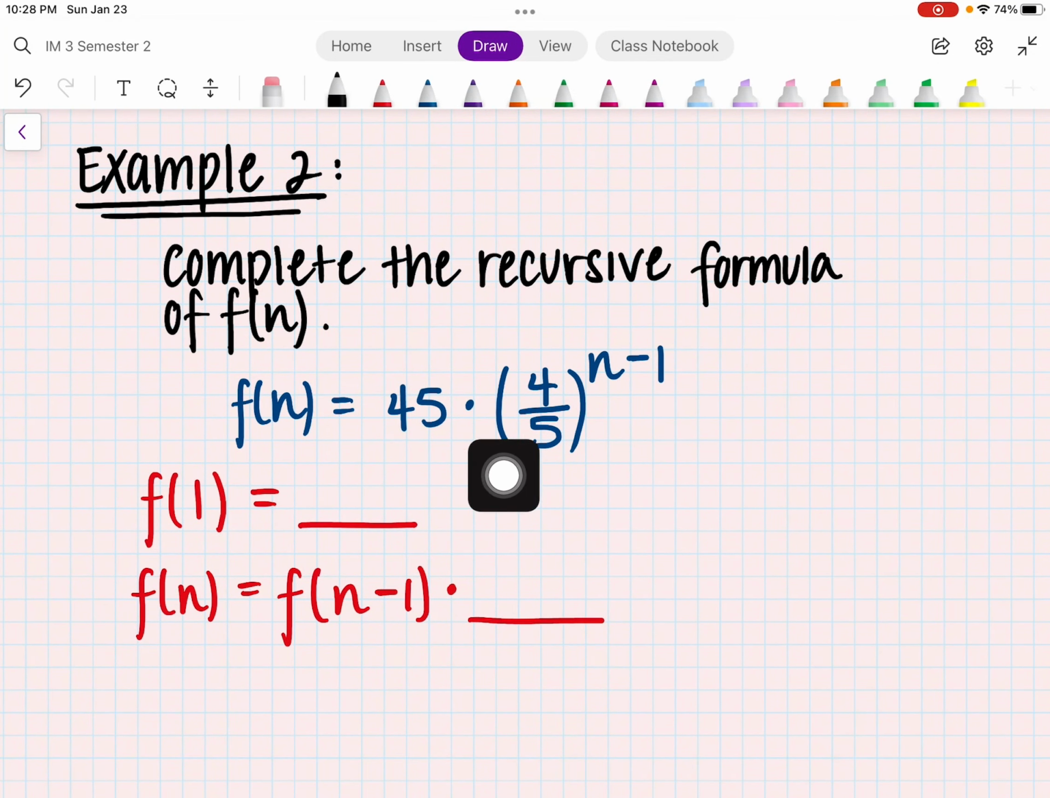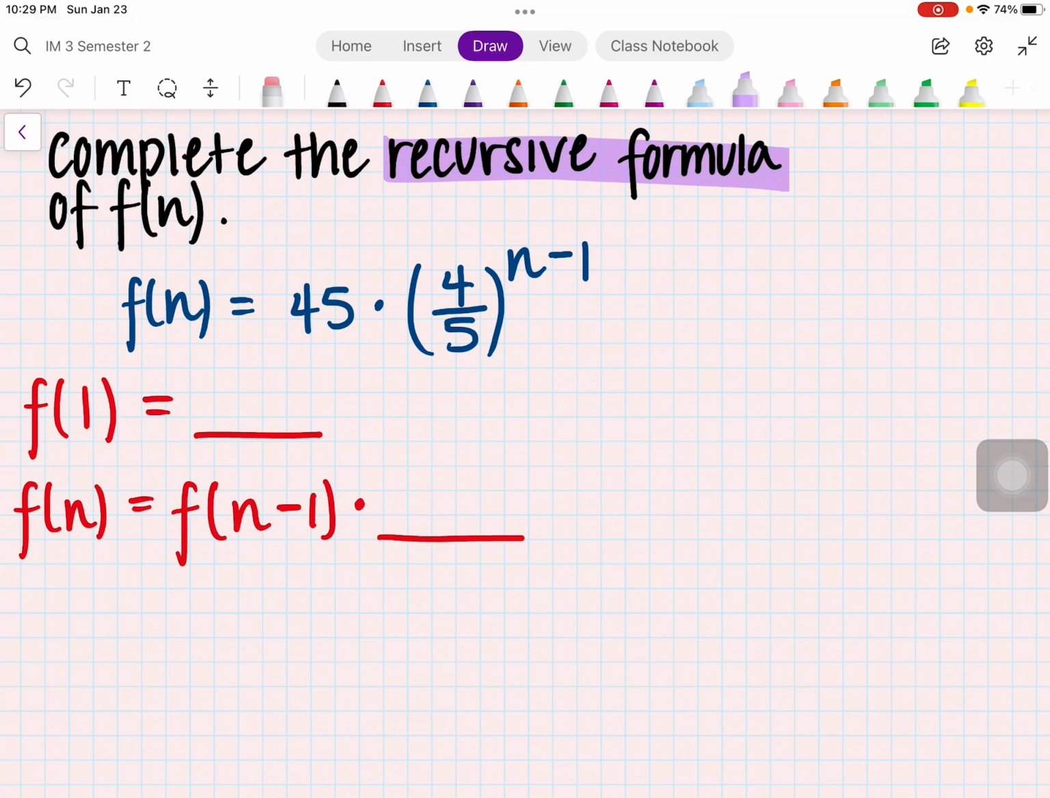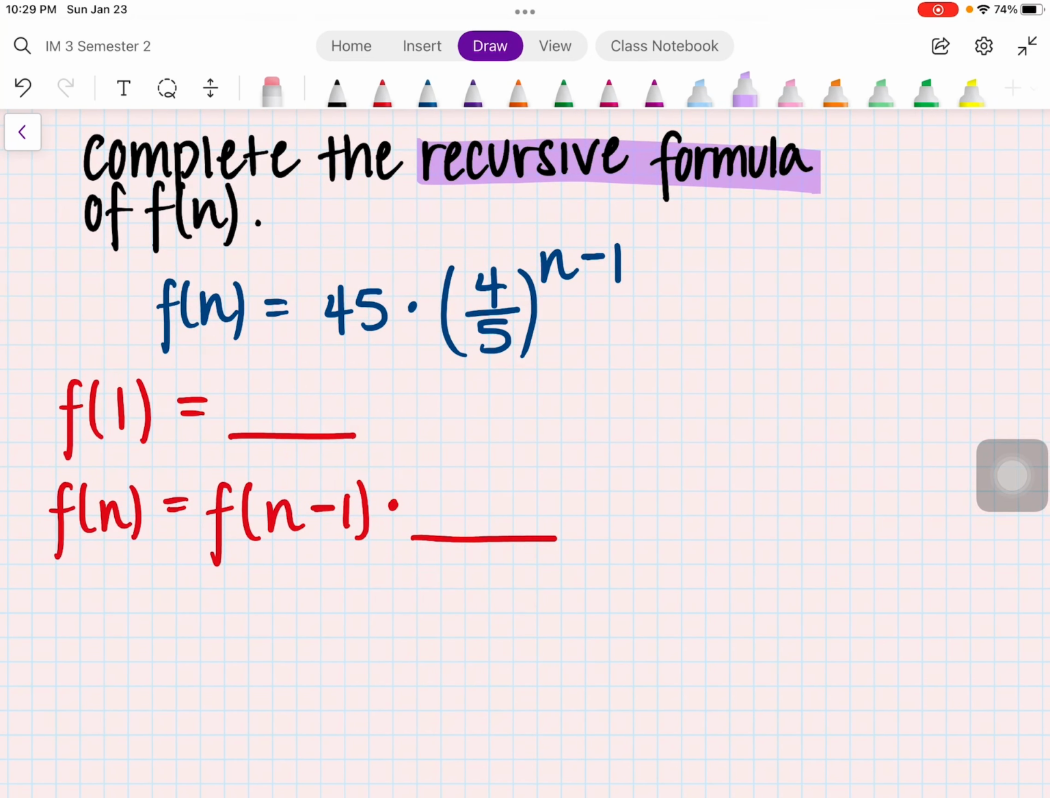In this case, guys, we are given an explicit formula, and they want us to find the recursive form. If they're asking us to find the recursive form, all we need to do in this case is identify the first term and the common ratio. So in this case, if I want to find my first term, I could substitute a value for n, or I could easily identify it. But the safest way for us is to substitute a 1 into our equation.